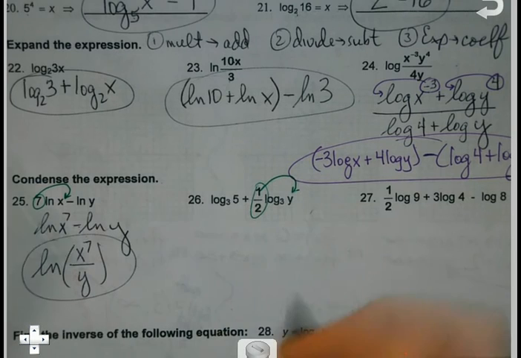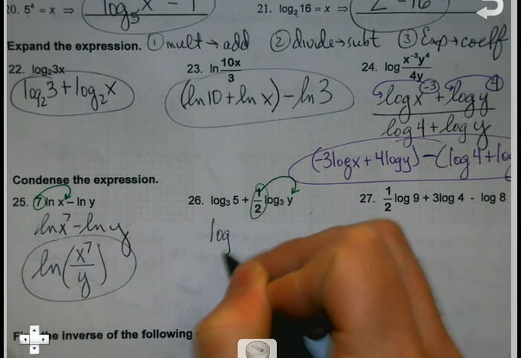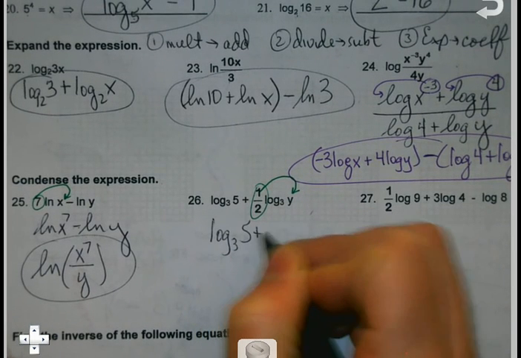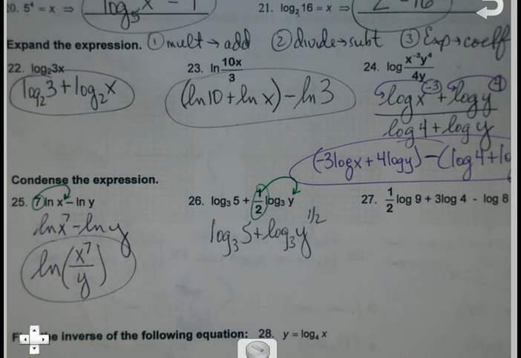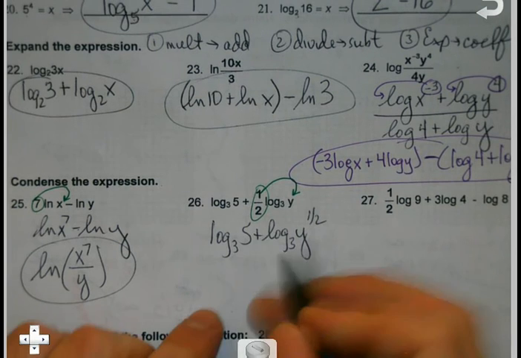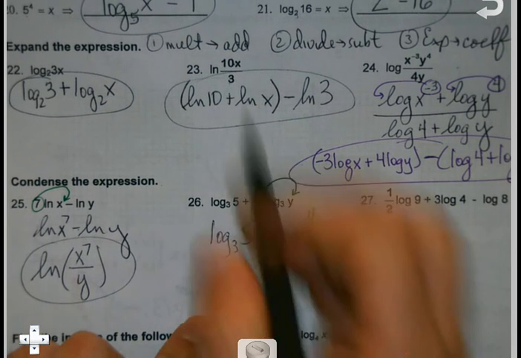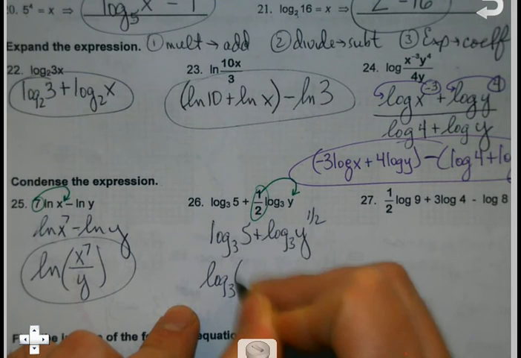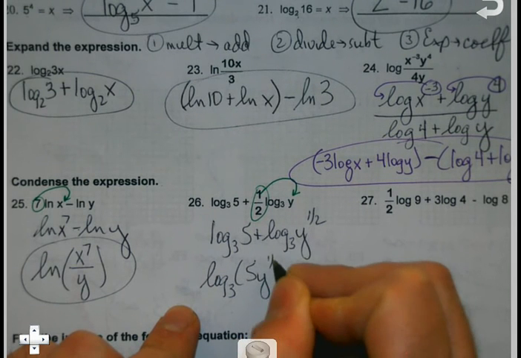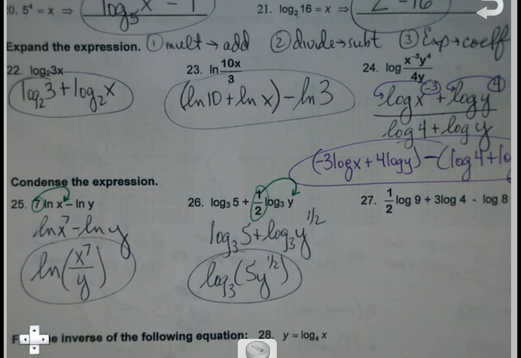Okay, coefficients become exponents. If you want to try doing multiple steps at a time, you can, but I think a lot of times we run into a lot more errors going that route. Then here the plus becomes multiply. Single logarithm. 5y to the 1/2. Because again, the 1/2 only goes on my y, not the 5. And I'm good.